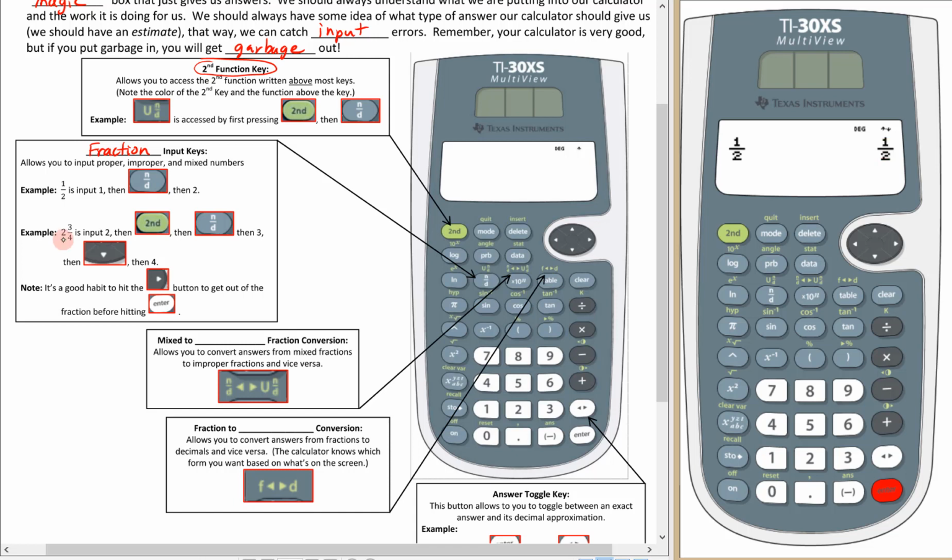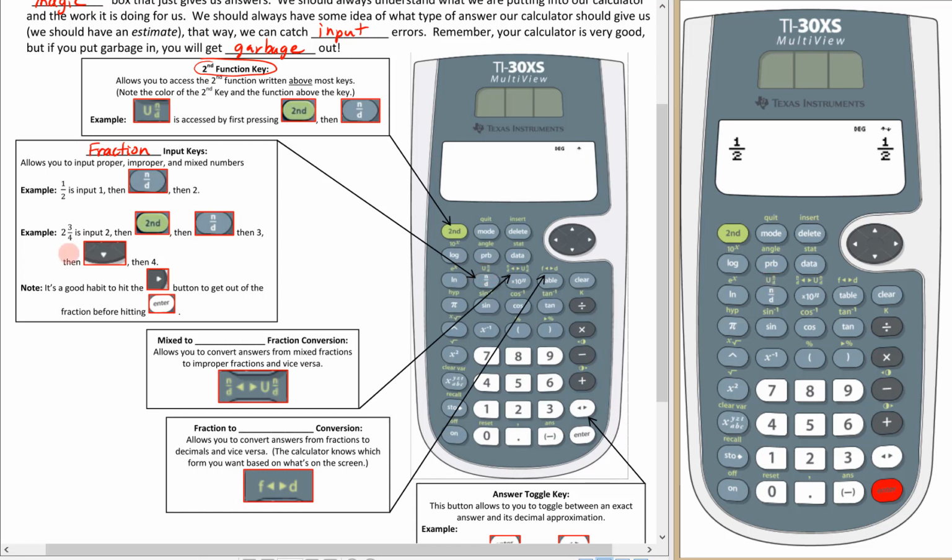So let's put the next one in. Let's put in 2 3/4. So here's how we put in the 2 3/4. Now this is a mixed number. Okay, so with a mixed number, we've got to grab this guy right here. So this is the unit, the numerator, and the denominator. So we have to hit second and this numerator denominator, the fraction input key here. So take a look, it's the one above here. You might be able to see it a little bit more clearly right here.